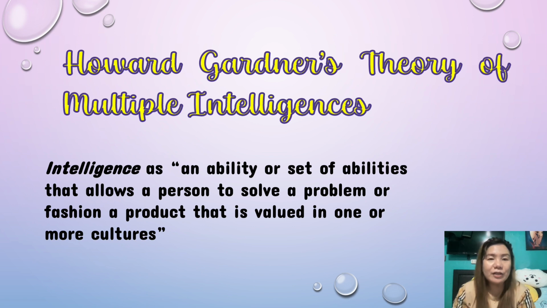Okay, so intelligence is an ability or set of abilities that allows a person to solve a problem or fashion a product that is valued in one or more cultures. So, if we say intelligence, according to Howard Gardner, it's the ability or set of abilities that allows a person to solve problems. Okay? Inaalaw niya to ang tao, this intelligence equips and allows the person to understand things, and then it allows the person to solve problems. If we do not think, then we cannot solve anything. We cannot understand anything if we do not think. So intelligence is the set of abilities for you to understand things and for us to solve problems.